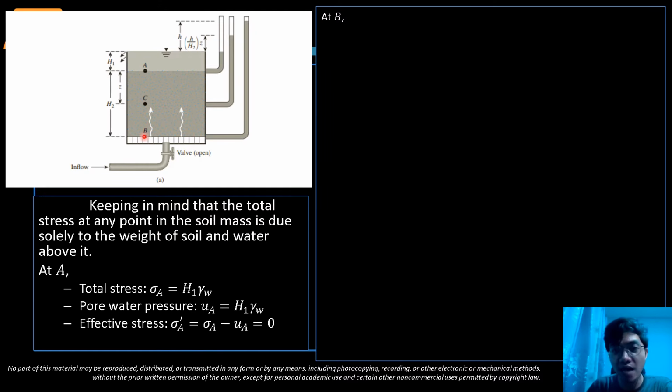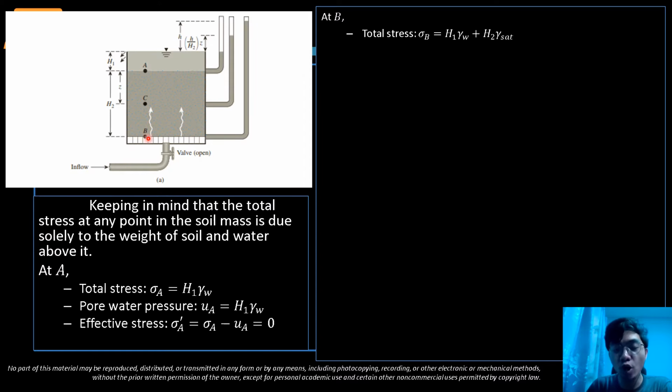Para sa point B, class, ang total stress natin dito will be itong binibitbit niya na tubig at saka itong binibitbit niya na soil. So that will be H sub 1 times gamma water para dun sa tubig plus H sub 2, yung height ng soil, times gamma sat. So saturated itong soil na ito, yung saturated unit weight nung soil na ito. Alright, so that will be the total stress at point B.